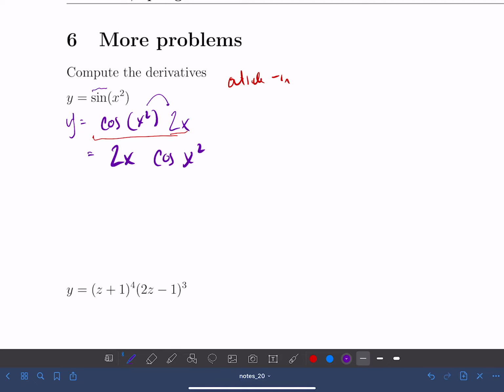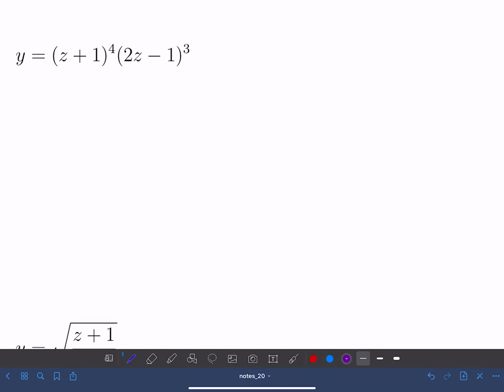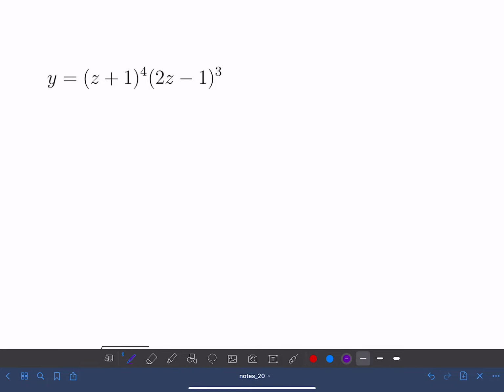Let's do the next one. I see y equals (z plus 1) to the 4th times (2z minus 1) cubed. Let's take y prime. Go ahead and pause the video and give it a try, and then when you're ready, unpause the video and see me work through this derivative.